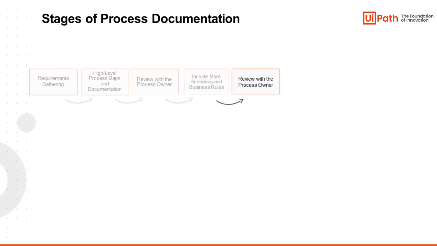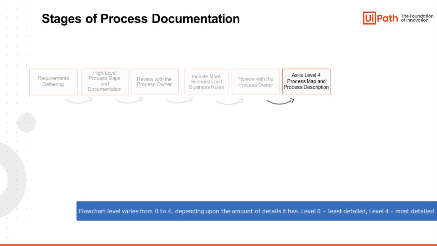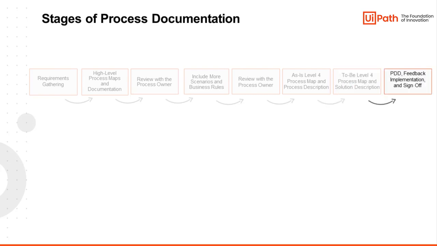If those steps are completed, a detailed process map with an end-to-end description can be created. The next step is to describe the to-be process flow and the solution. In this step, the business analysts also need to mention the activities or process steps that are in scope and out of scope for the automation. The process definition document can then be completed and signed off.